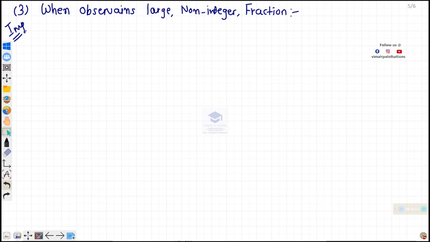When observations are too large, non-integer, fractions or decimals, and x bar and y bar are also non-integer, then using the first or second formula will be tedious and will require lots of calculation. So your purpose is to simplify it. Whenever we get the mean in the form of a non-integer number, we will take an assumed mean.